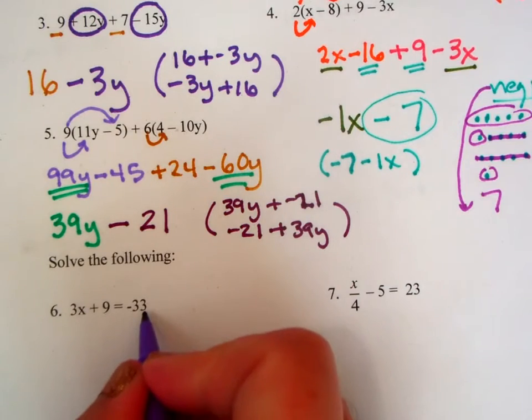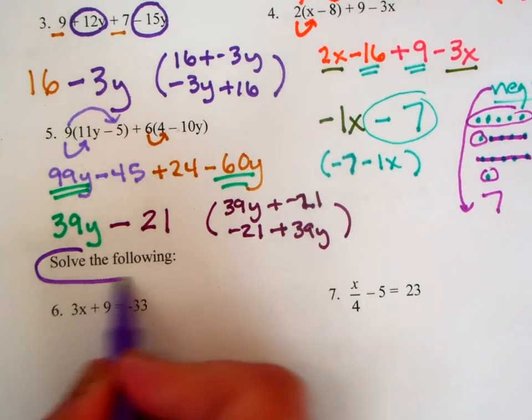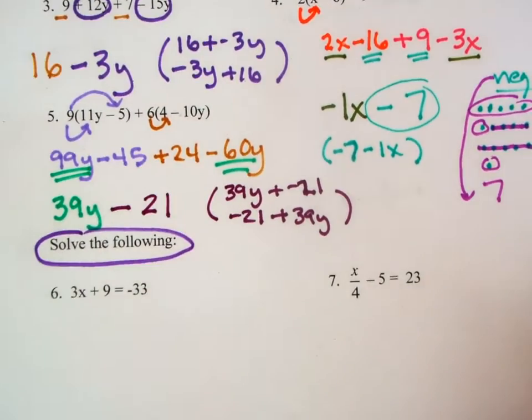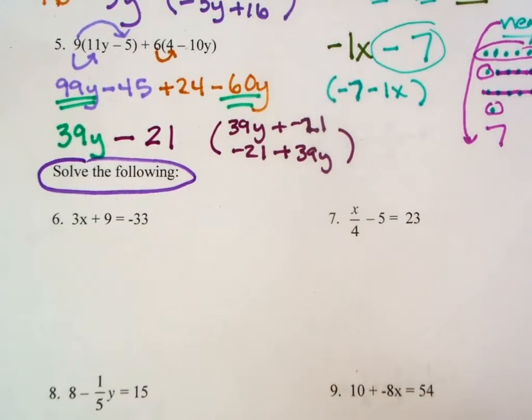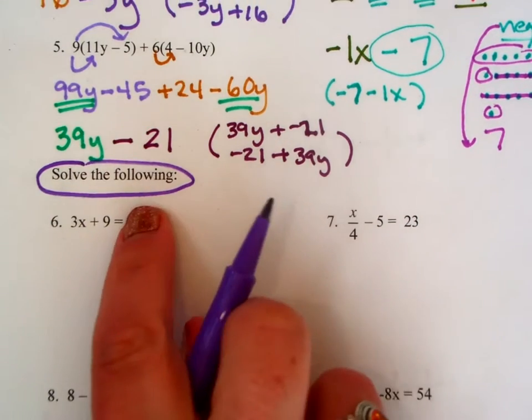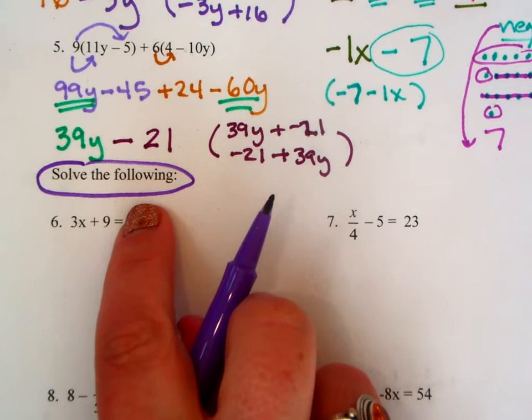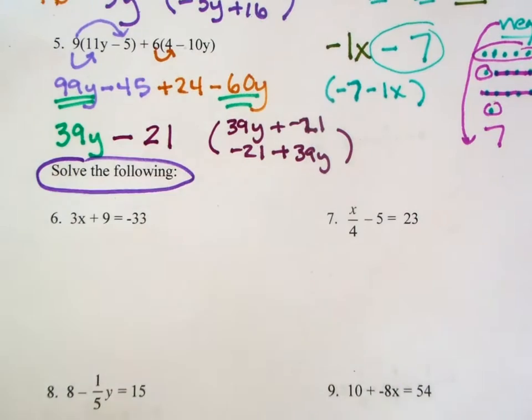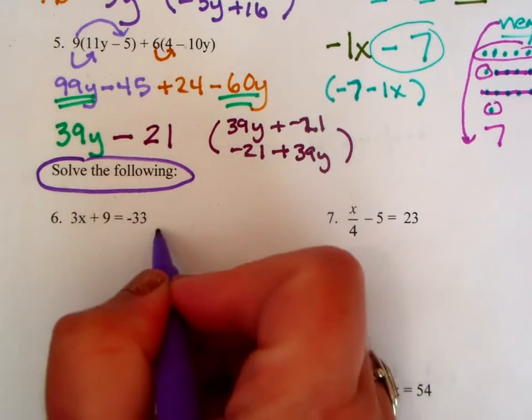3x plus 9 equals negative 33. Now notice I'm now in a solving section. So although I'm going to simplify first if I can, I'm looking to find an x equals or a y equals some form of actual solution. So, in this case, I cannot simplify anything on this side of the equation, and certainly can't simplify anything over there. So, I'm going to do the opposite to move things over the other side.